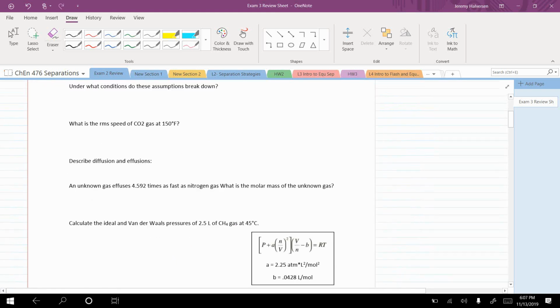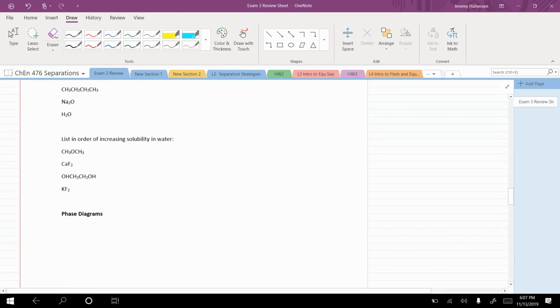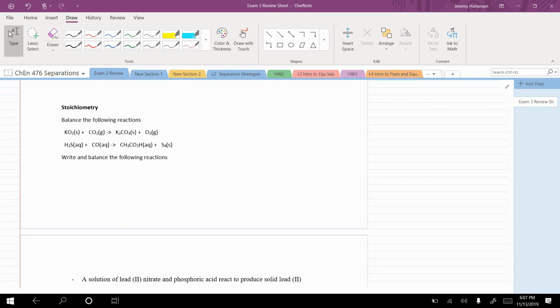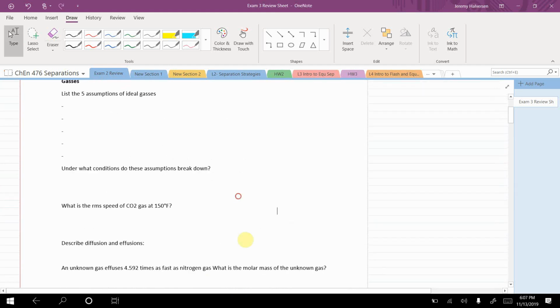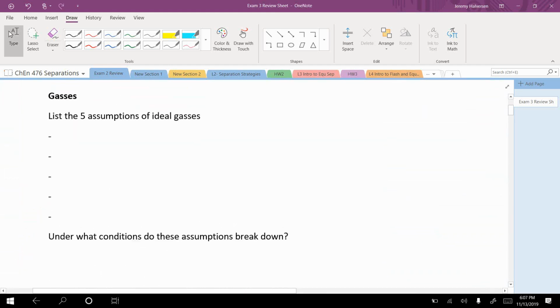Okay, so there are really only 3 things that we talked about this section. We talked about gases, and then we talked about intermolecular forces, and phase diagrams were kind of part of that, and then we did stoichiometry. So there's really not a lot of concepts. So hopefully that's nice, and hopefully that'll help you pinpoint what you need to study. So let's just talk about gases.